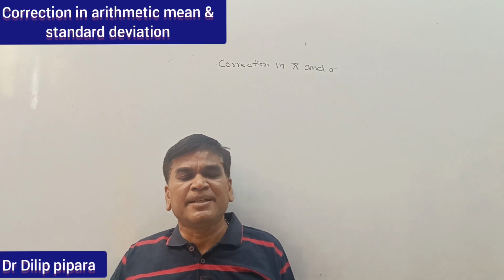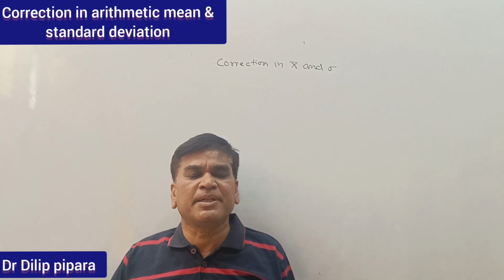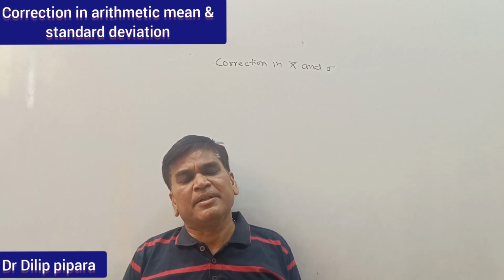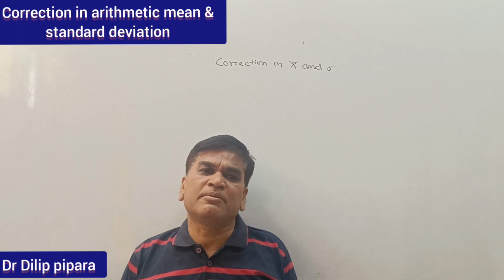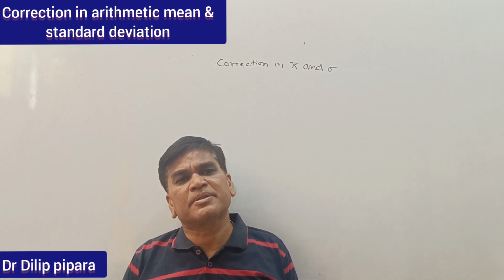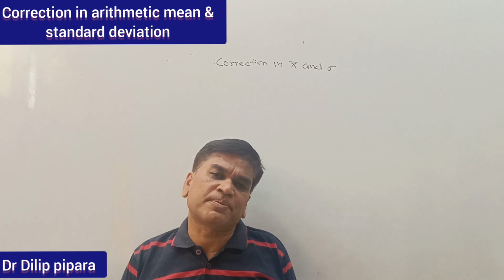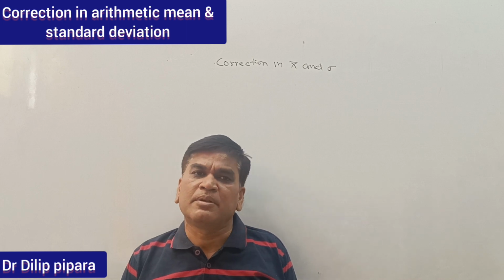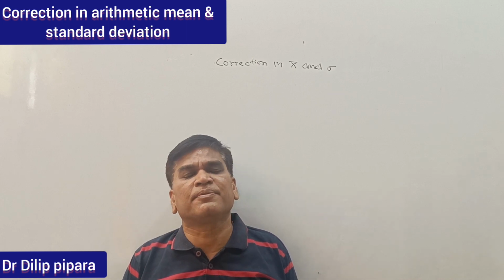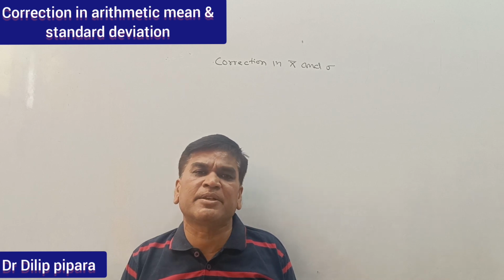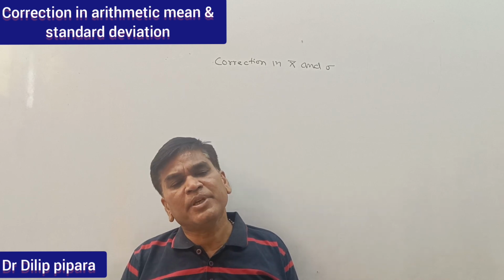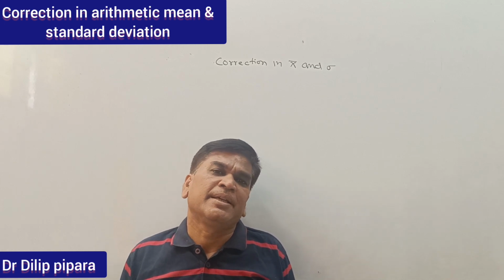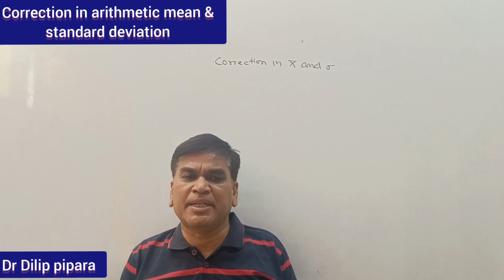Welcome once again. In the last video from the chapter on dispersion, we discussed how to calculate combined standard deviation. For combined standard deviation, we have prepared two videos to help you learn it easily. In today's video, we will discuss, if there are mistakes in the calculation of arithmetic mean and standard deviation, how we can correct them without doing the whole question again.